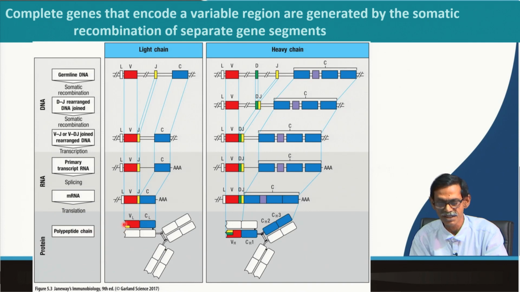And if you see this region, the antigen binding region, you see the yellow part which is the J region, okay, which also contributes to the CDR3 and is very important, because it is present in the antigen binding site. Same way, if you see in the heavy chain, D and J come together to make DJ, and then DJ and V together make VDJ, then transcription happens.